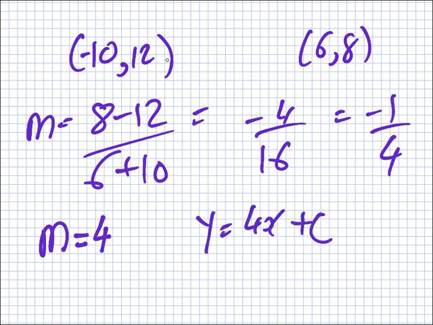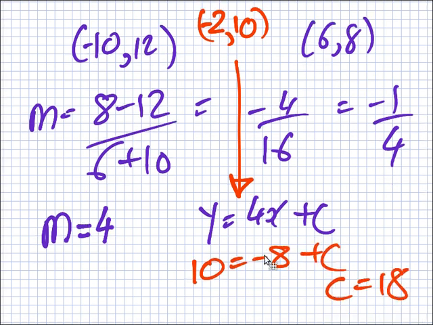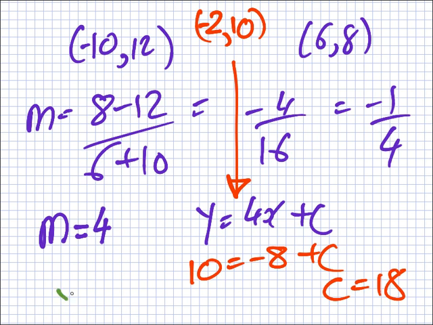To get the c, we need the midpoint. Minus 10 plus 6 is minus 4, over 2 is minus 2. 12 plus 8 is 20, over 2 is 10. So we sub that in, and we get 10 equals minus 8 plus c. So c equals 18, and we have our answer. Our answer is y is 4x plus 18.